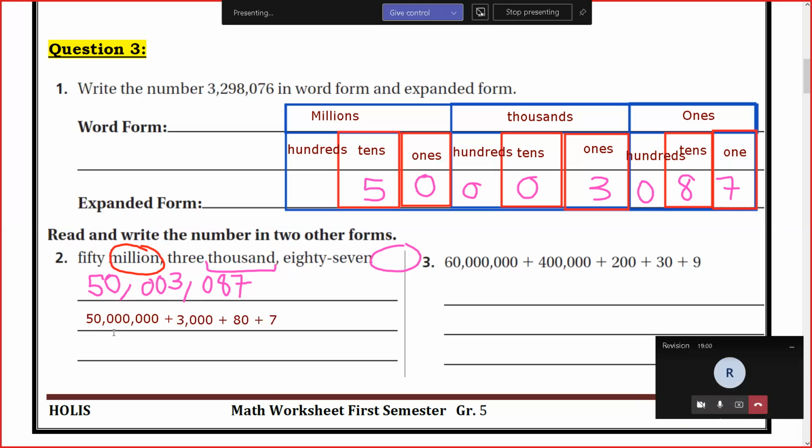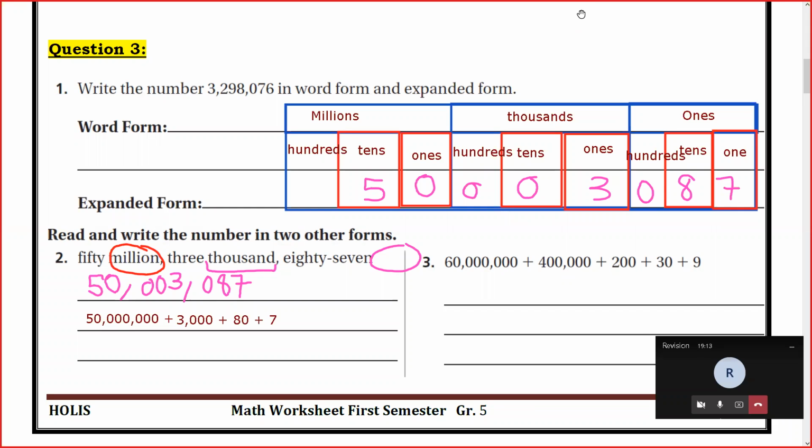Yes. Okay. Clear. Now let's talk about question 3. Here we have it as an expanded form, and I need now to write it in a word form and in a number.